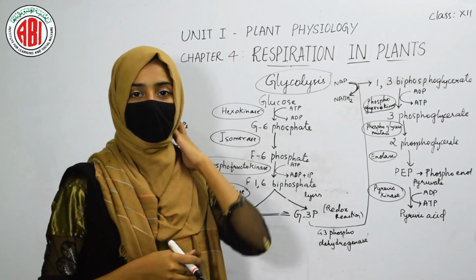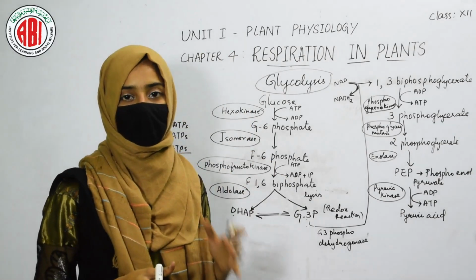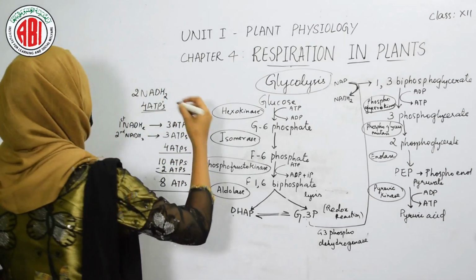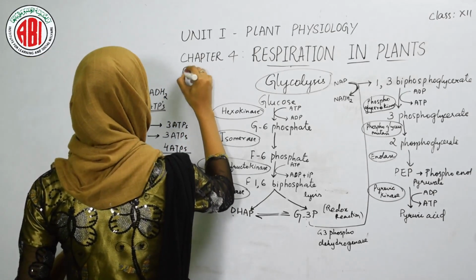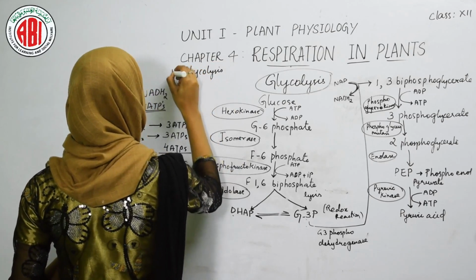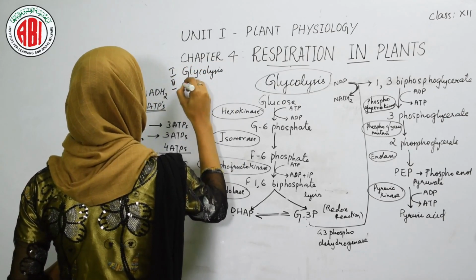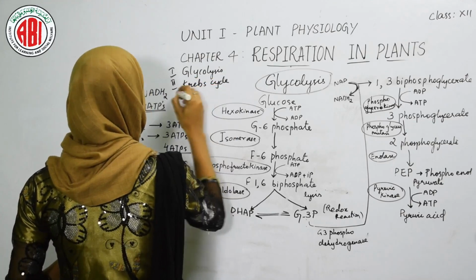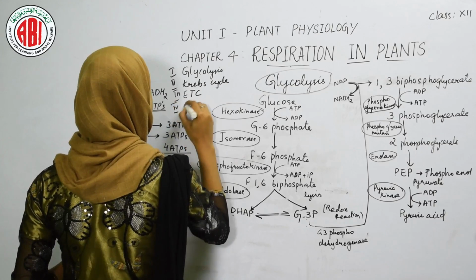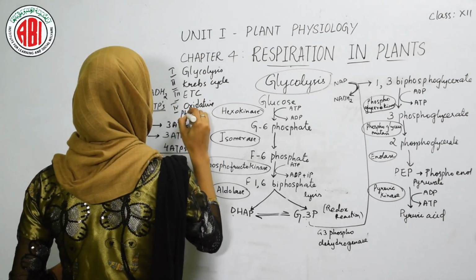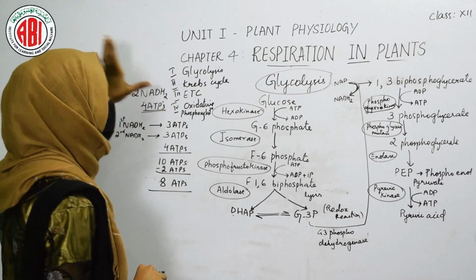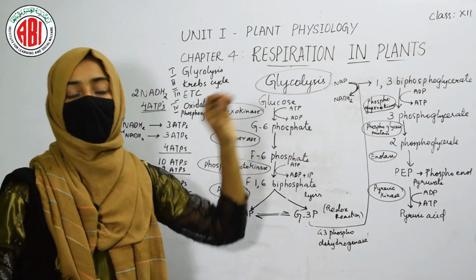So aerobic respiration means the process of breaking down of glucose into pyruvic acid in the presence of oxygen. Aerobic respiration is a process that takes place in 4 steps. The first one is glycolysis, the second one is the Krebs cycle, the third is the electron transport chain, and the fourth is oxidative phosphorylation. So these are the 4 steps that complete the process of aerobic respiration.